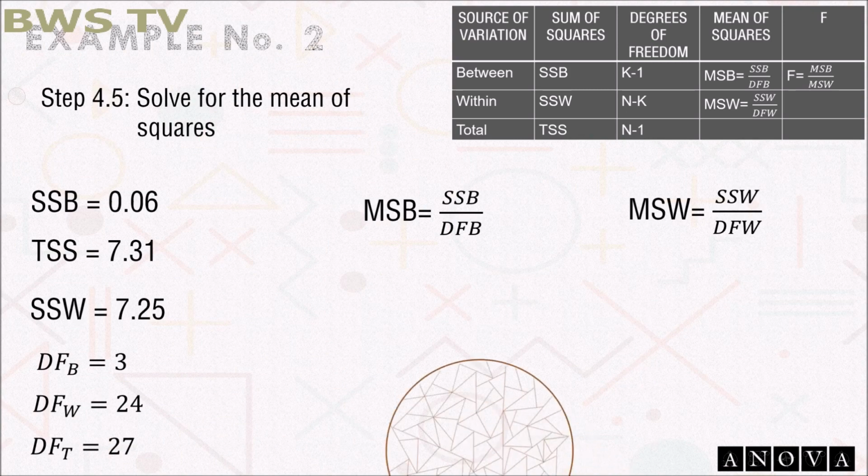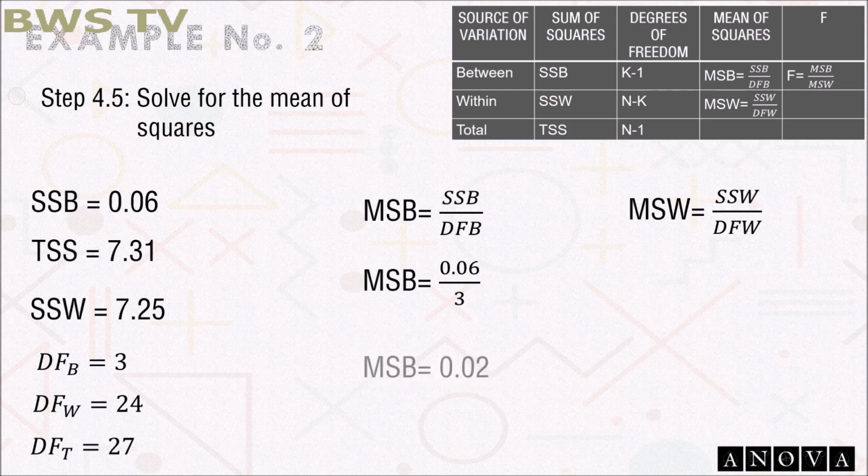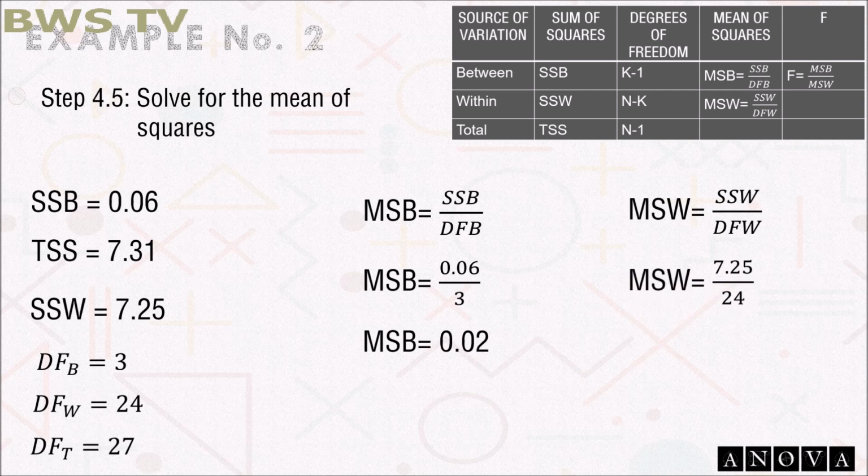Next, we have to solve for the mean of squares. MSB is equal to SSB over DFB, which is equal to 0.06 over 3, and you'll get the answer 0.02. Next, we have MSW equals SSW over DFW. So MSW is equal to 7.25 over 24, and you'll get the answer 0.3.